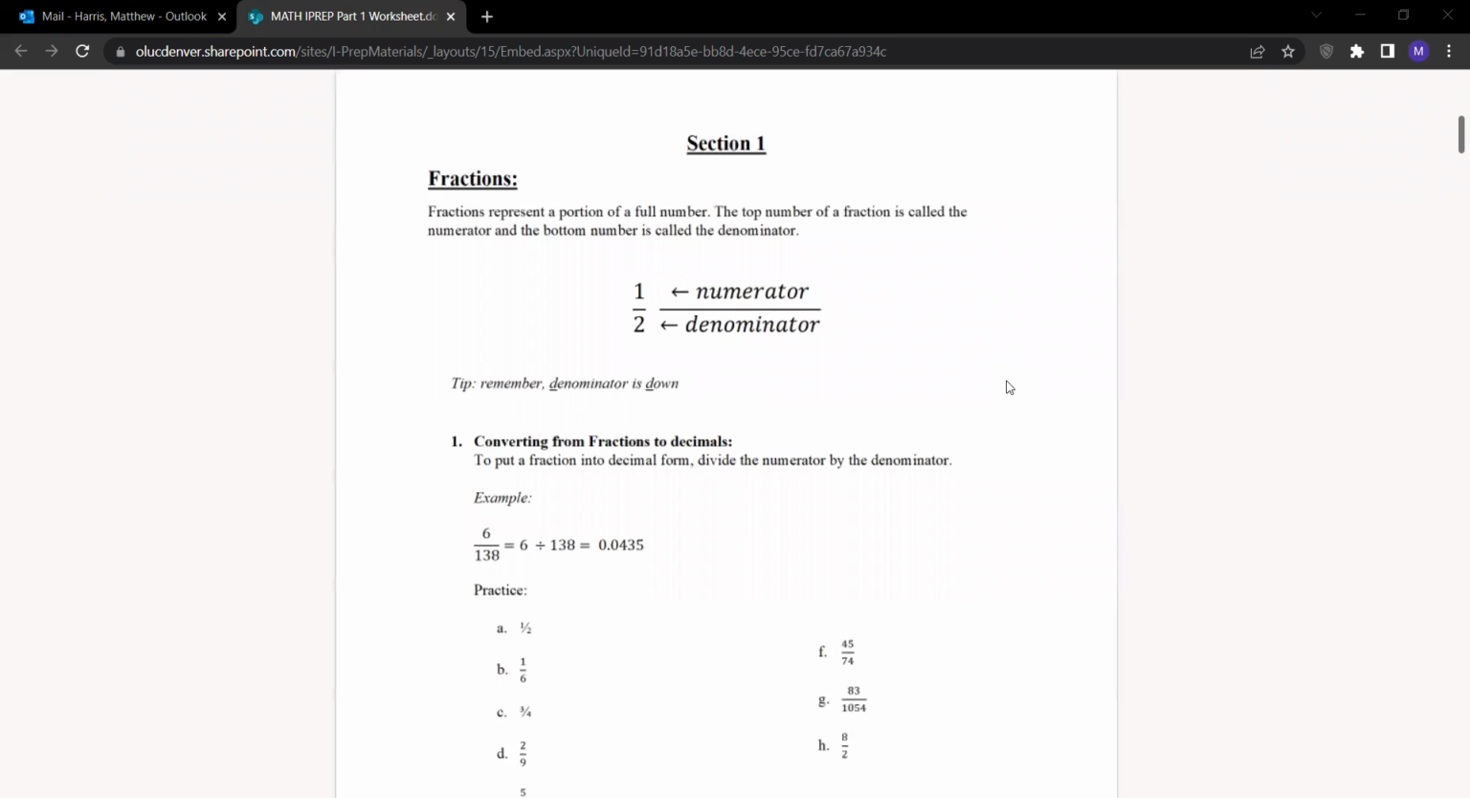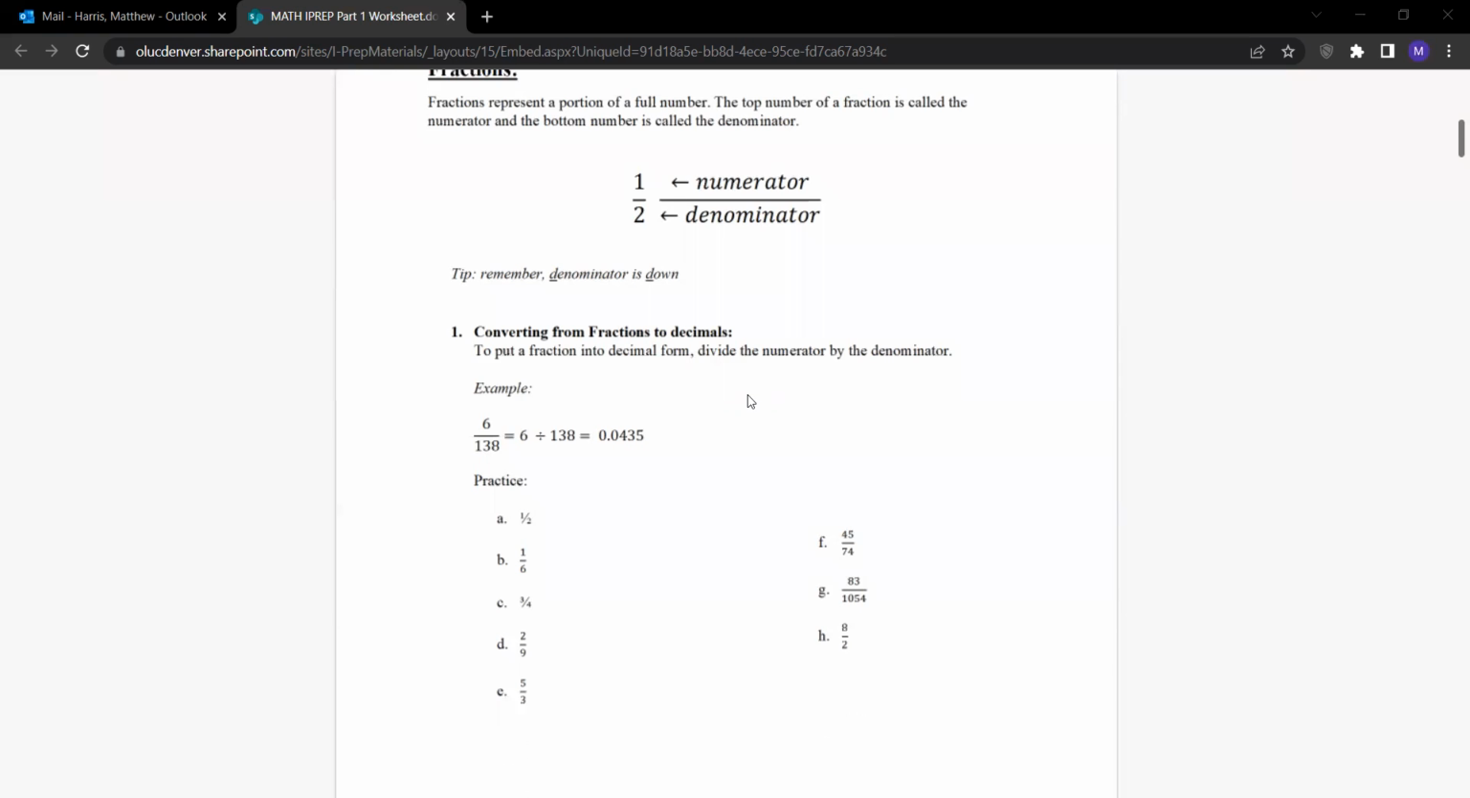Section 1, fractions. Fractions represent a portion of a full number. The top number of a fraction is called the numerator and the bottom is called the denominator. So the numerator is the part and the bottom is the whole. How much of the whole do you have? So 1/2, you would have one part out of two parts, or half. A little tip for remembering numerator from denominator is that the denominator is down.